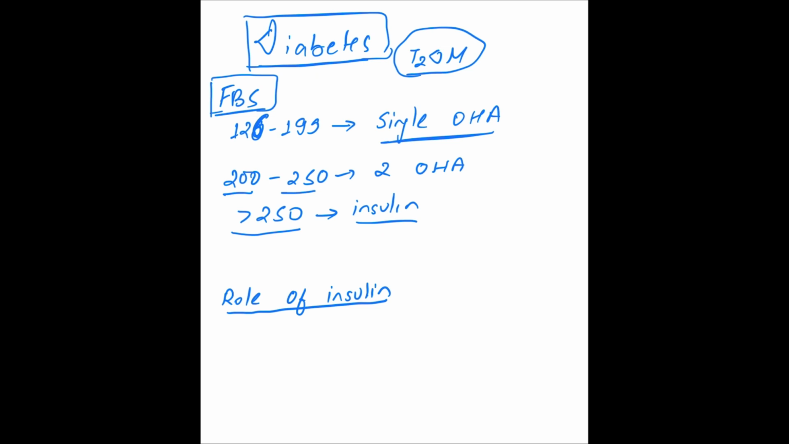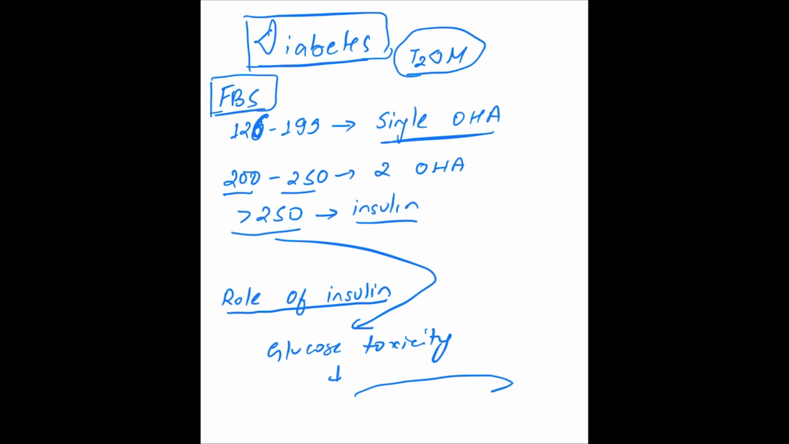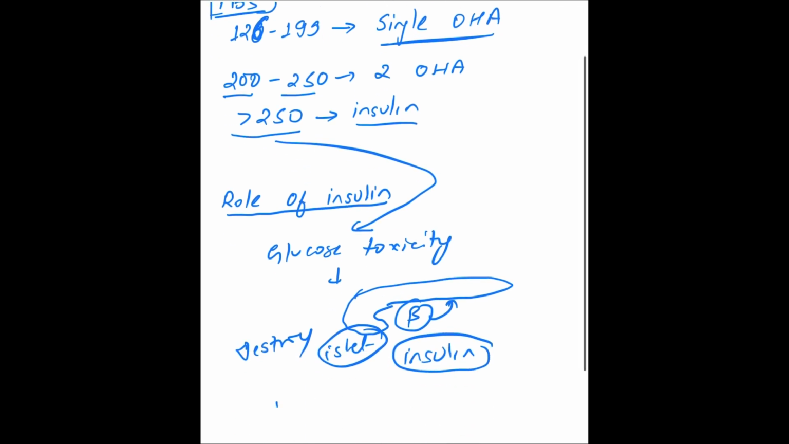Why? Because whenever there is high blood sugar, it will cause glucose toxicity. What is glucose toxicity? It means the high glucose goes and acts on your beta cells of the pancreas and destroys them, and destroys the islet cells of the pancreas, which release insulin. So your body will be having low insulin.